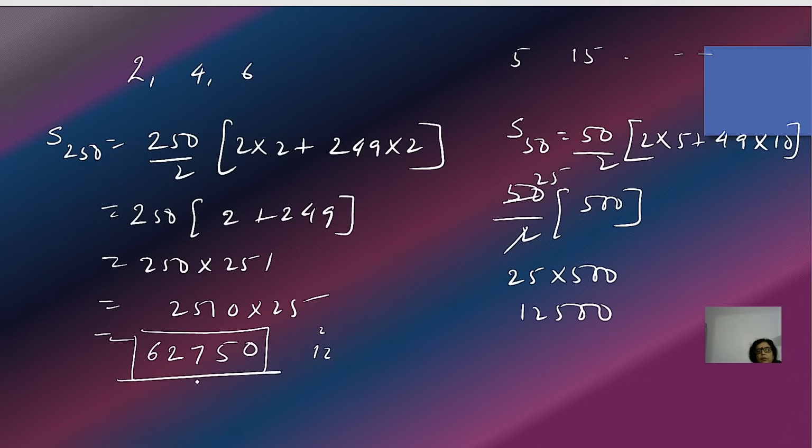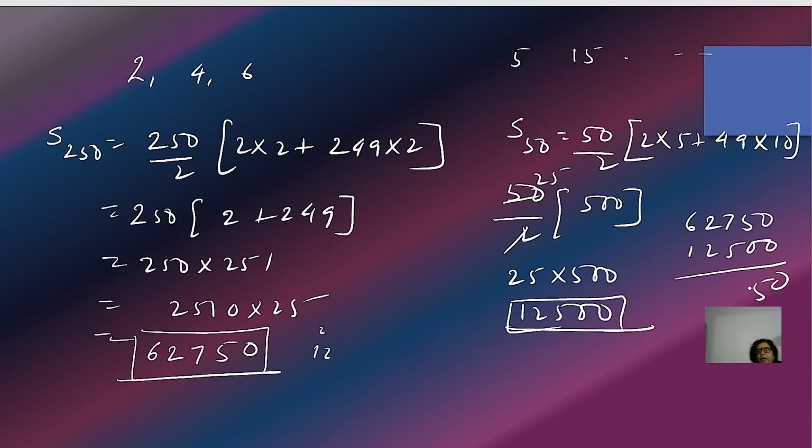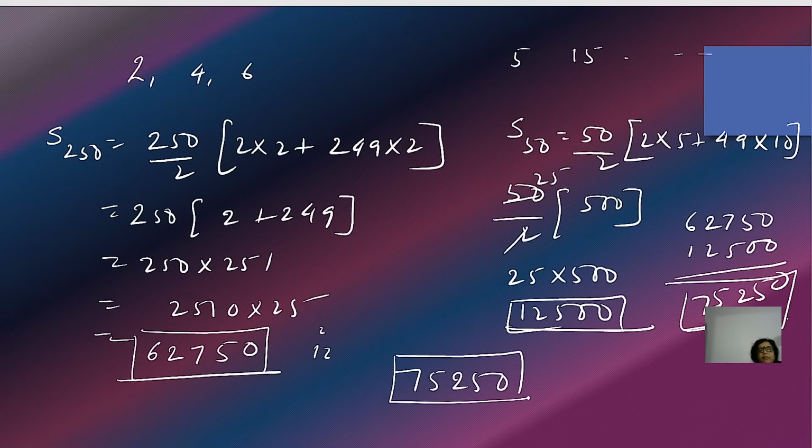So now this series gives us this summation and this one gives us this summation. So now we have to add these two. 62750 plus 12500 will be equal to 75250. So this is the final solution, 75250.